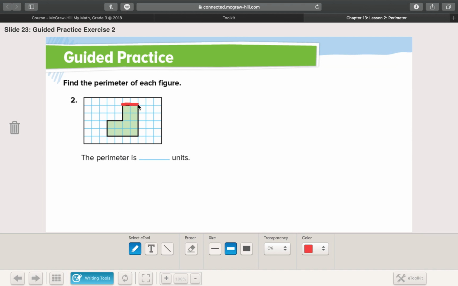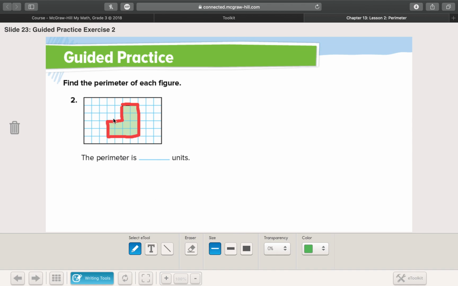1, 2, 3, 4, 5, 6, 7, 8, 9, 10, 11, 12, 13, 14, 15, 16. So I just counted all the way around. I didn't even figure out what each of the sides are. I could do that if I wanted to. Let me do that in a different color.